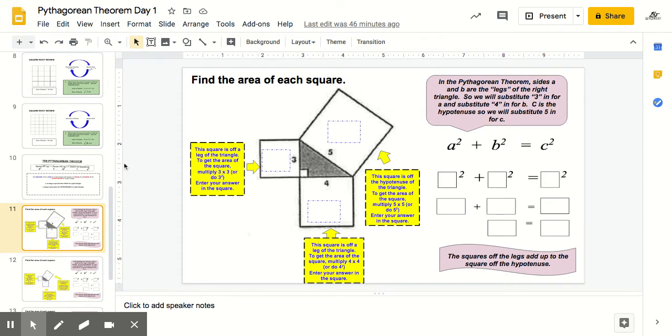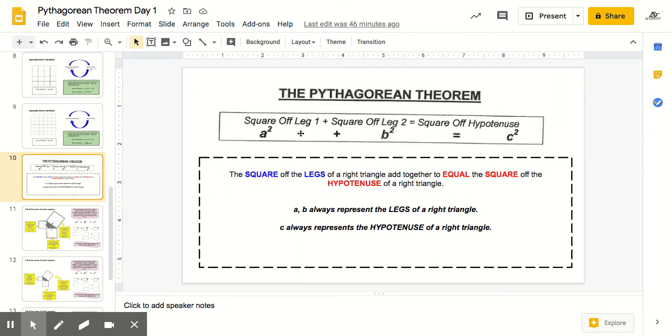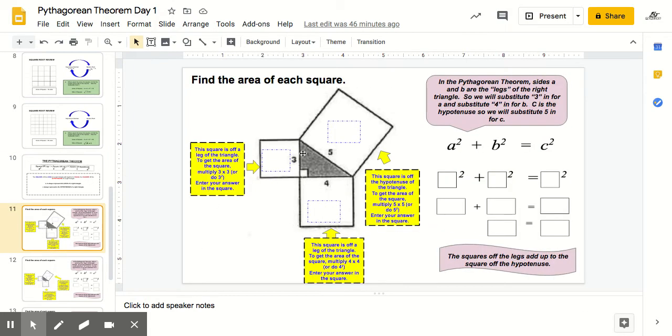Now I kept saying in this previous slide that the square off of leg 1, the square off of leg 2. What that means is if you look at this leg right here that is equal to 3, here is the square that is made off of this leg. Here is the square that is off of this leg 4. And here is the square that is off of the hypotenuse, which is equal to 5. So if we look at the square right here, it says this square is off of a leg of a triangle. To get the area of the square, we simply multiply the side length, 3, by 3. Or you can do 3 squared because 3 times 3 is 9, and 3 squared is also equal to 9.